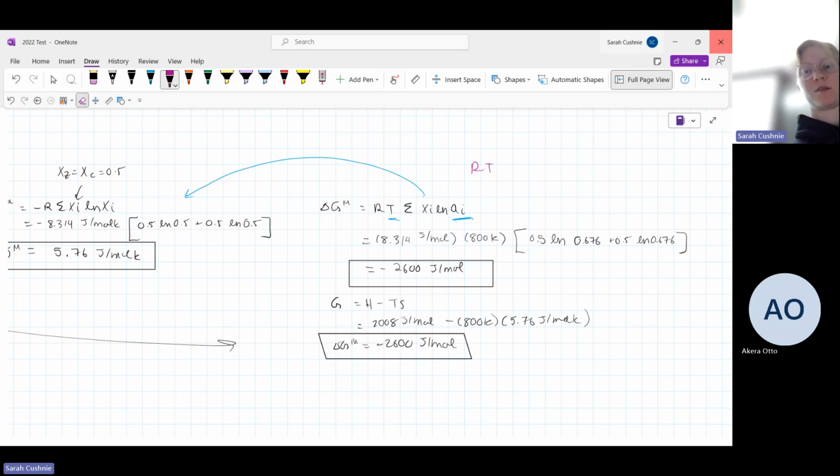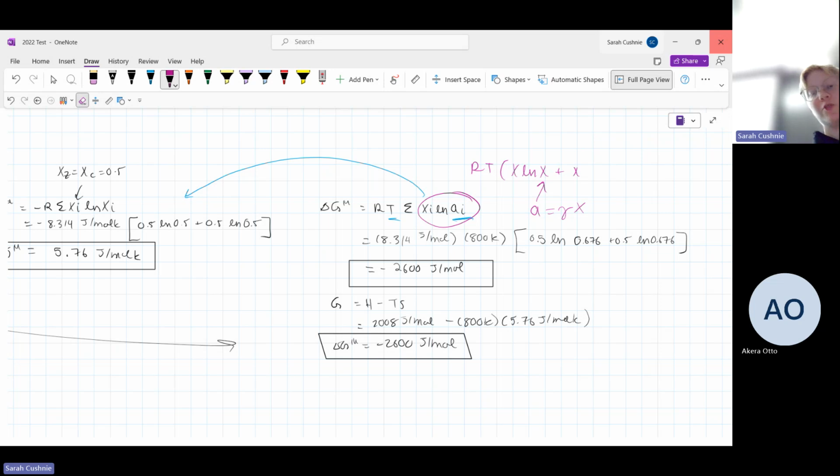Like RT, and then it was X ln X plus X ln X. That is the delta G of mixing for an ideal solution. Remember, we need to generalize it a bit when we're talking about non-ideal solutions. So instead of putting our second X being X, we need to convert that into our activity. And our activity is equal to, remember, activity coefficient times X. So that's why we use this equation instead. Does that make sense?